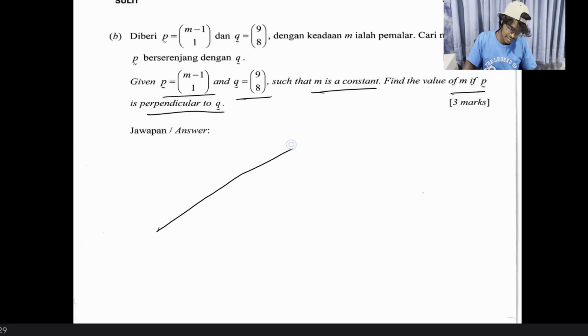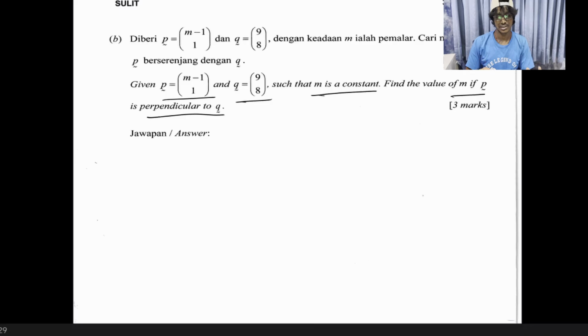Perpendicular means if a line is going like this, the other line is going like this, and they have a 90-degree difference, meaning they are going perfectly in a cross type of shape, with 90 degrees in between. So how about this?